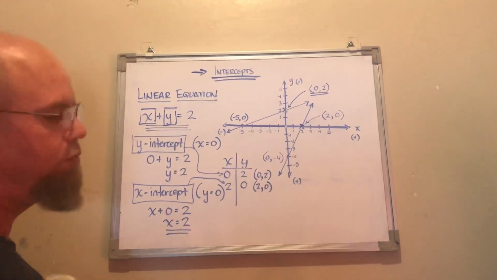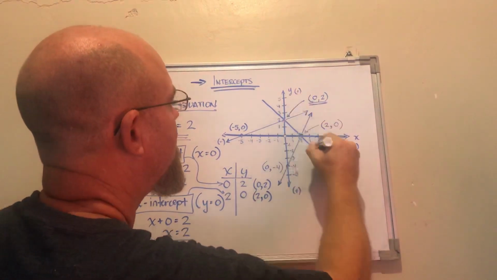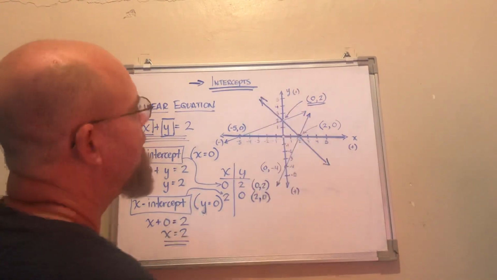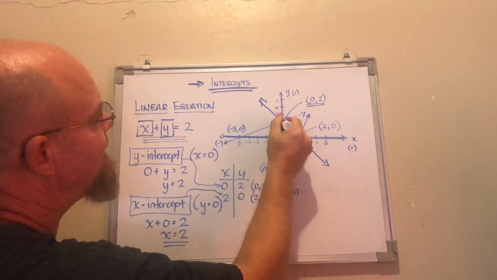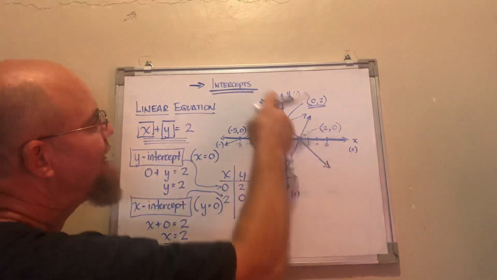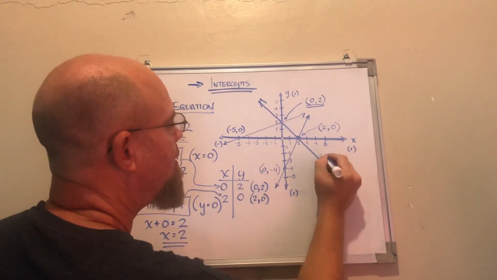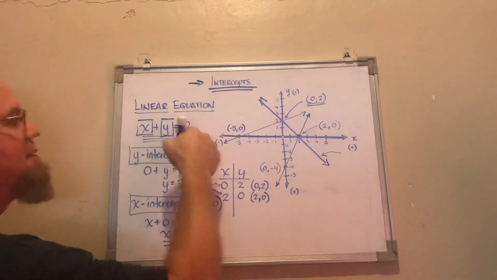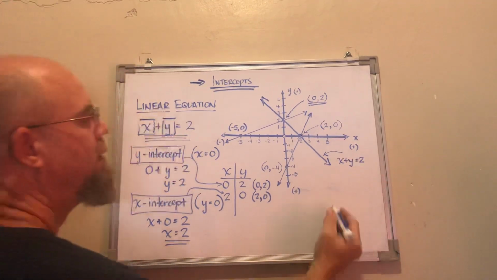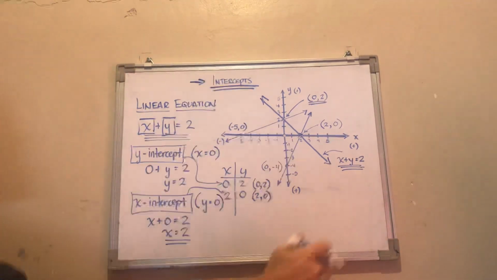And all we have to do to see what that line looks like is to connect these 2 points. So that line right there that we just drew, because we were able to get the y-intercept and the x-intercept, those are 2 points, and we connected those 2 points with a straight line. This line represents this equation, x plus y equals 2. That line is this equation graphed. Okay?